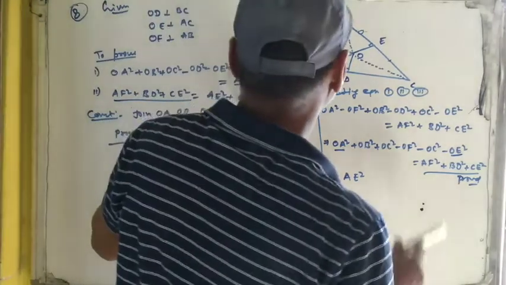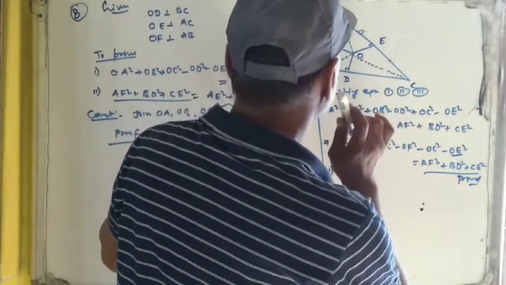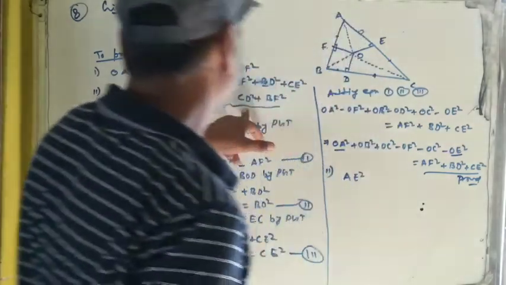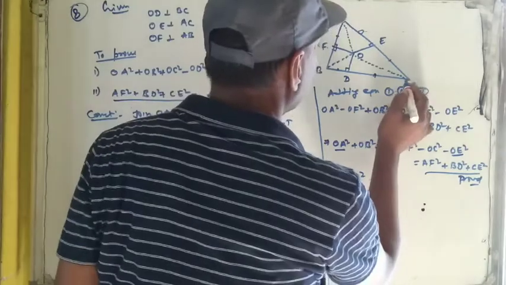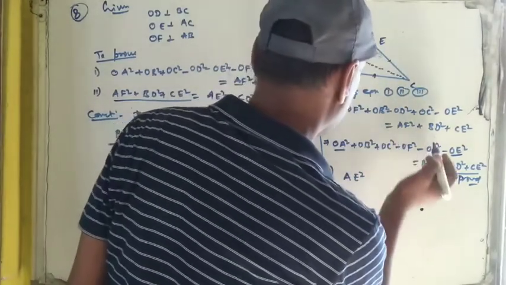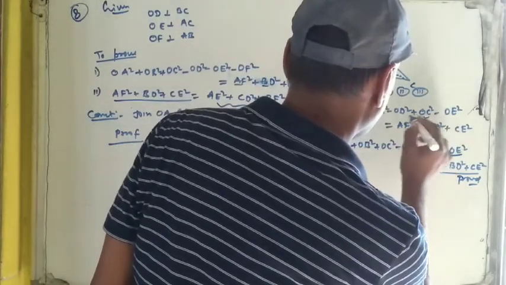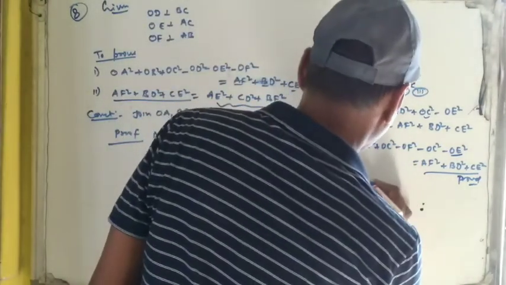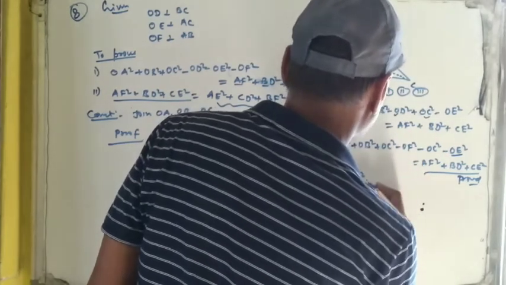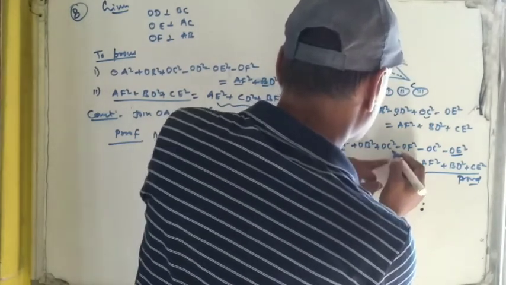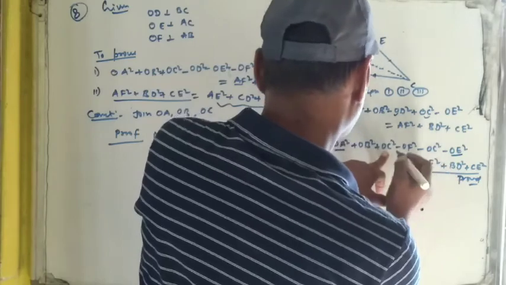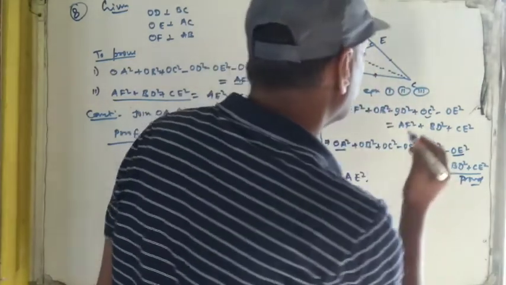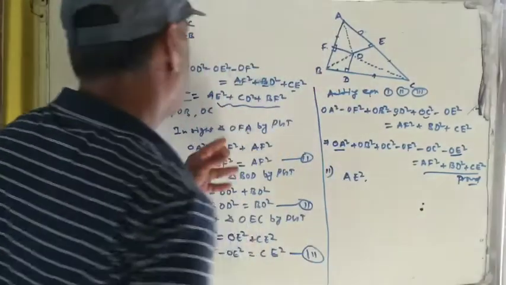So where is CD? This is CD. So we need CD. For getting CD, we need OC square minus OD square. OC square and minus OD square. So just write here. OC and OD, at this place we will write this. This is OC and this, OC and OD. So it is given here. So just write like that.